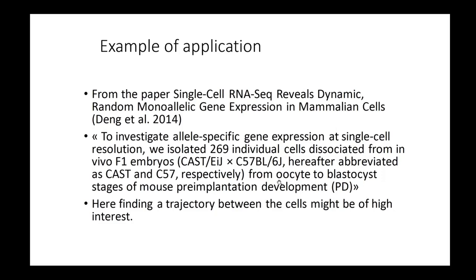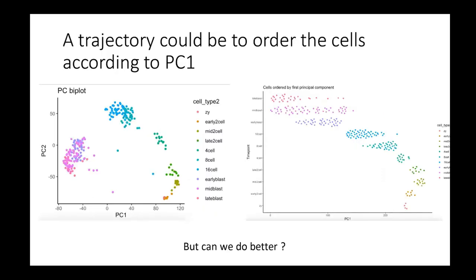So here, since it's developmental stage, it might really make sense to try to order the cells according to how developed they are. So finding a trajectory here makes biological sense and could be of high interest to try to classify your cells and then to be able to assess which genes are part of that trajectory. So just for you to know that actually ordering cells according to PC1, for instance, could already be a trajectory analysis method that is linear. You only go from one way to the other, but at least it is actually a trajectory analysis.